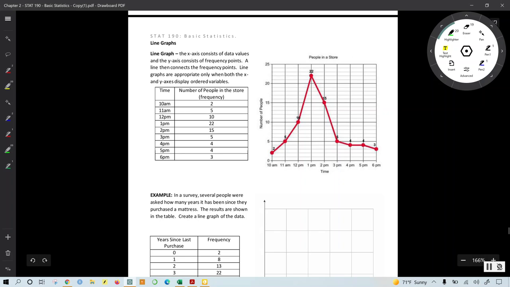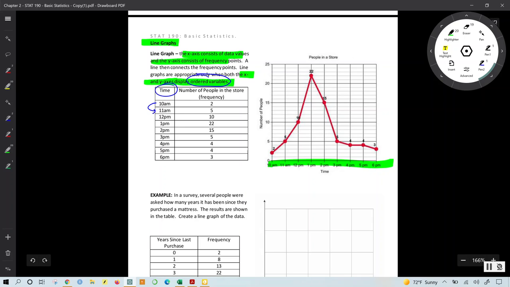So we proceed next to line graphs. Line graphs are very, very useful in showing a two-dimensional set of data where the x-axis and the y-axis are both represented in the graph. And for the most part, the x and y-axis would display ordered variables. What are ordered variables? Time is an example of an ordered variable.